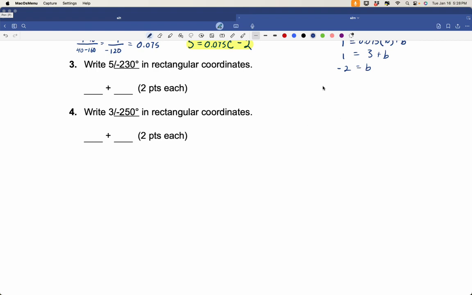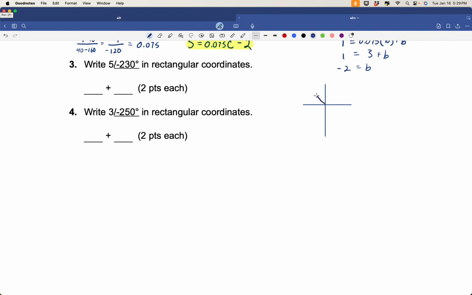So I'm just going to make a little system right here. And I'm going to make a little T90 measurement. I know that from here to here would be negative 90. From here to here would be negative 180. And then from here to here would be negative 270. So negative 230 is going to be in here. So 230 minus 180 is going to be 50 degrees.